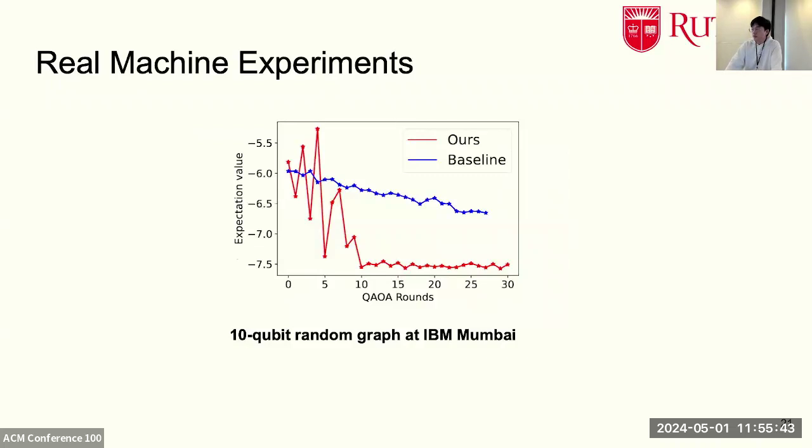We did an experiment on the real machine, IBM Mumbai. In this figure, the x-axis is the optimization iteration and the y-axis is the expectation value. Lower is better. Our method can produce the circuit with less gate count and shorter depth. So in the real machine experiment, the result of the circuit converges faster and has a better expectation value.